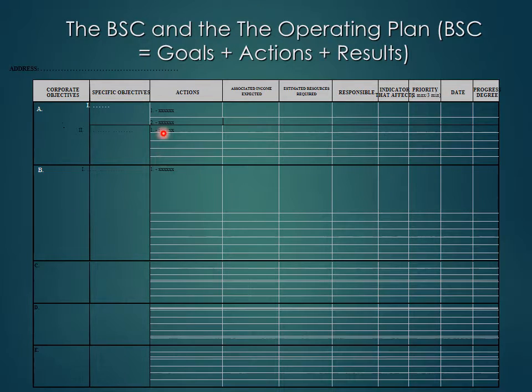And here you have many actions or many items that require some money, investments, different people that are responsible, different deadlines, priorities, etc. So you see that it is more the application, the practical implementation of the balanced scorecard and the business model. So you can see the connection between these three items.